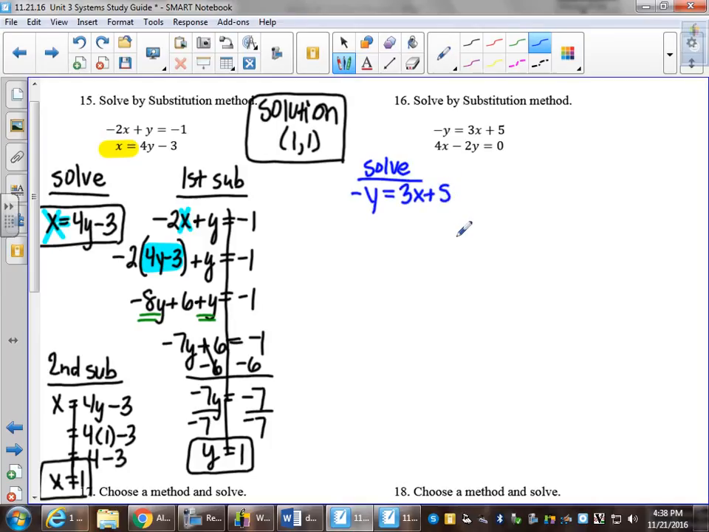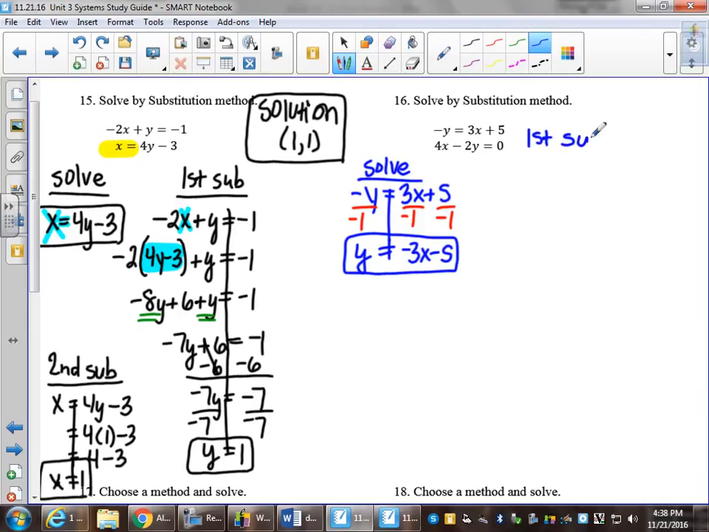But why am I saying we can't use it yet? See that negative? We need to divide everything by negative 1 before we can say it's all set. That gets me y equals negative 3x minus 5. Now I have one solved for x or y. In this case, solved for y.